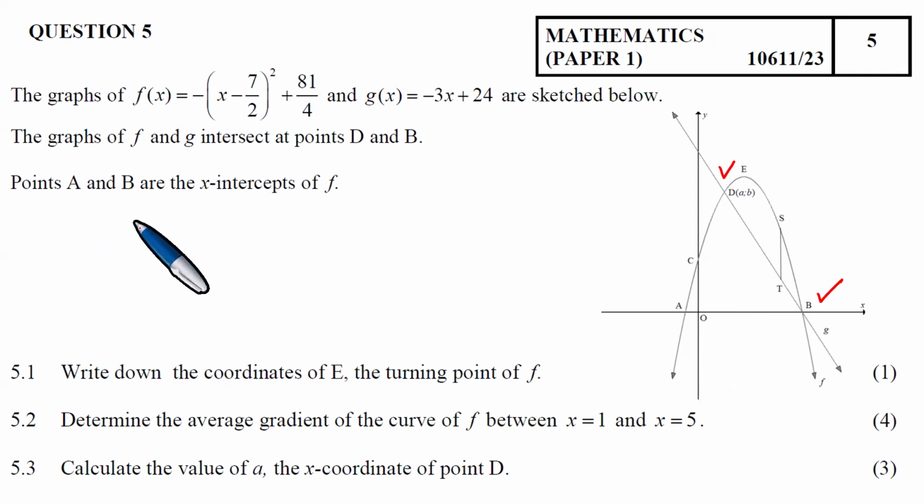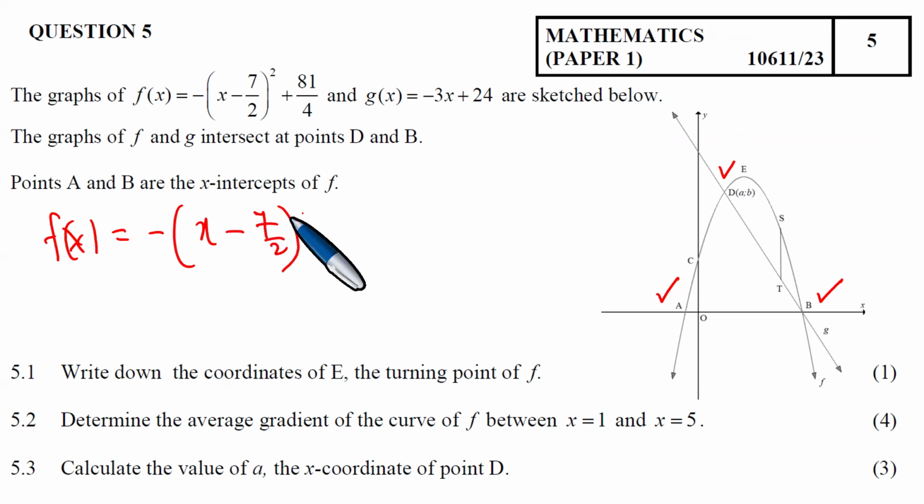Points A and B are the x-intercepts of f. We can see clearly A is here and B is there. Write down the coordinates of E, the turning point of f. We look at this carefully. We have minus x minus 7 over 2 squared plus 81 over 4. This is the equation of f. And the first question is, write down the coordinates of E, the turning point of f.